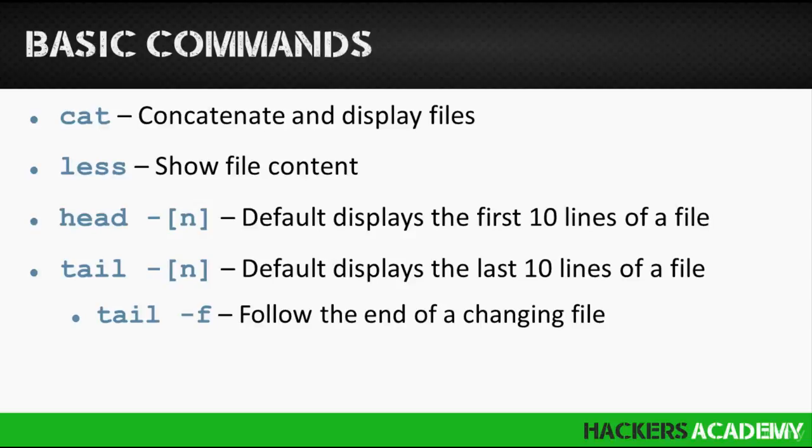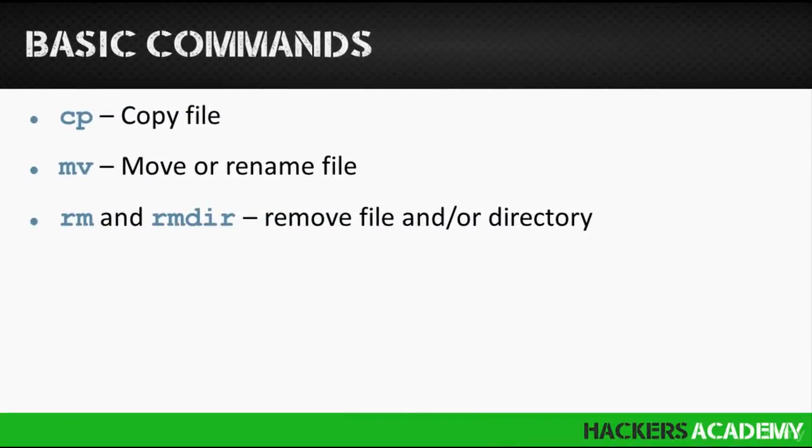Tail -f tells me to follow the end of a changing file. So if it's a live file, if it's changing, while I'm looking at it, I can use the tail -f. The cp command stands for copy file, mv is move or rename file, rm and rmdir are for removing files and or directories.